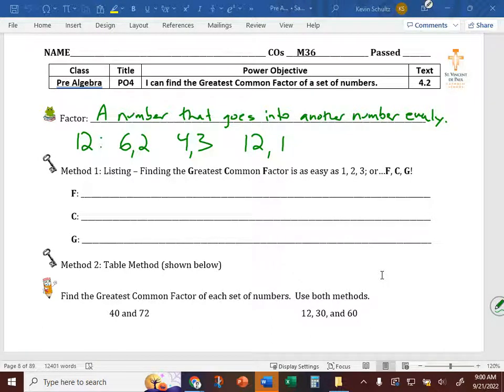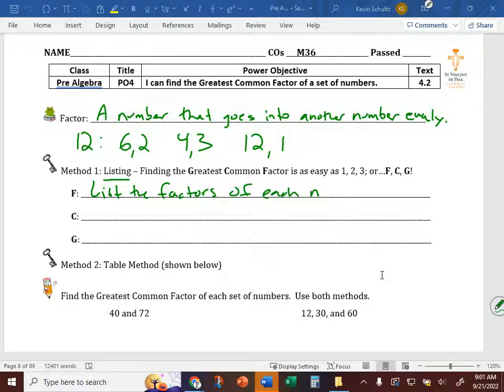Okay. So finding the greatest common factor of two numbers. Method 1. I'm going to teach you 2 of them. Method 1 is called the listing method, and this is probably how you first learned to find greatest common factor, because all you really do is list them out, or as I say, it's easy as 1, 2, 3, or FCG. What does the F stand for in greatest common factor? Factor, right?